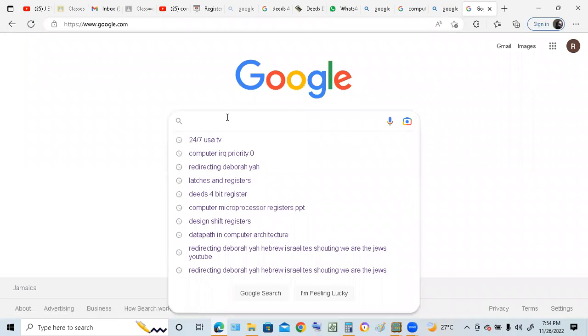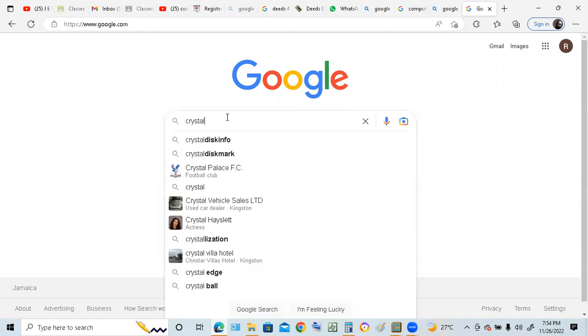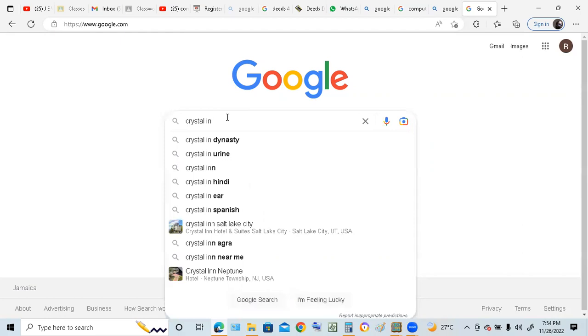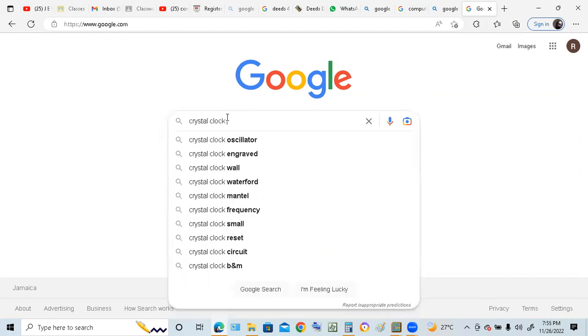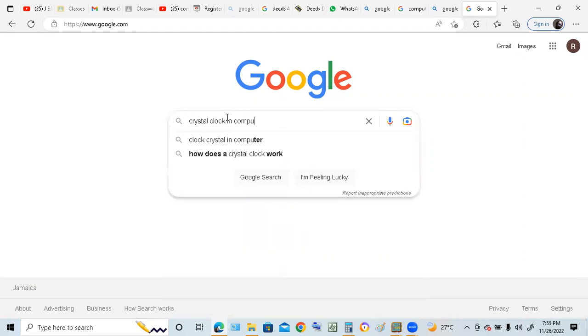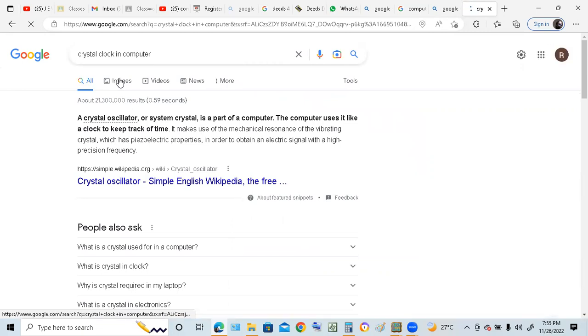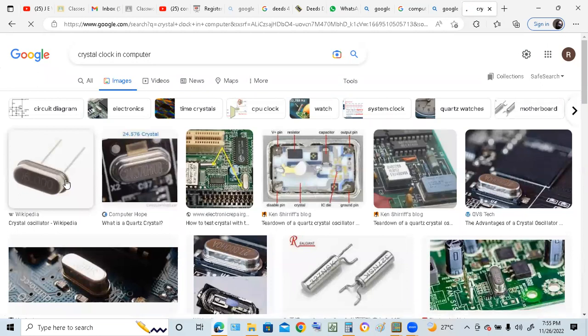All right, so I'm going to give you a crystal. Crystal clock in a computer. All right, let me see it. Are you going to see it? See it right here, sir? Look at this thing right here. See it? Yes, sir. See it here again? Clock. Is there another one?